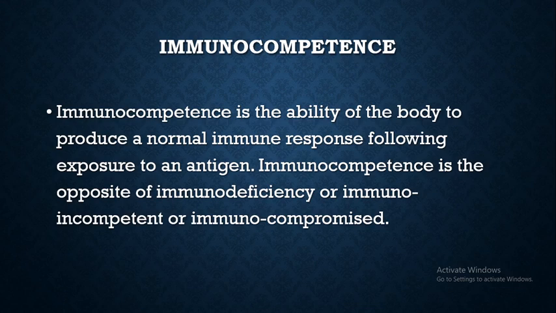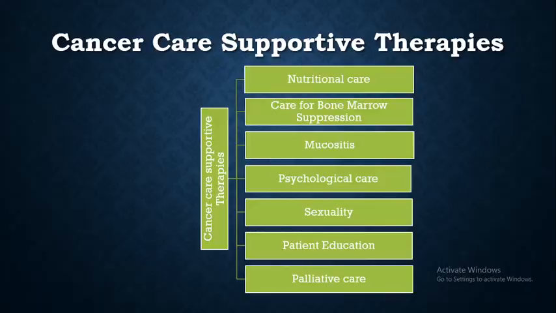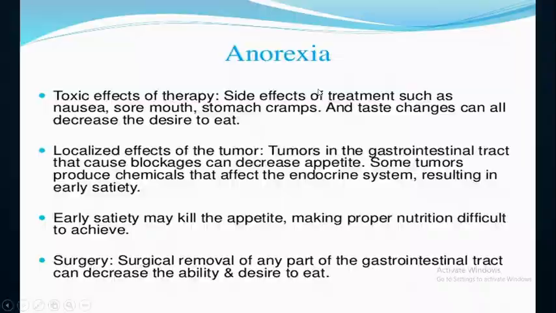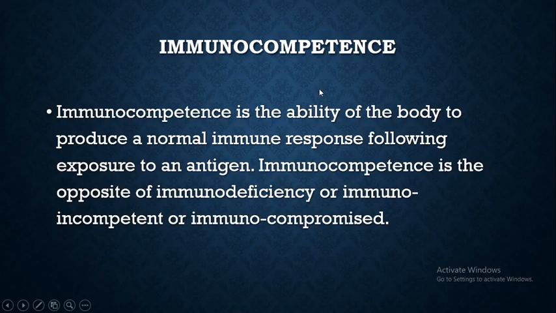Then the second supportive therapy we needed, which we mentioned at the very beginning: nutritional care, then bone marrow suppression, mucositis, psychological care, like that. We have to check for immunocompetence here. Immunocompetence is the ability of the body to produce a normal immune response following exposure to an antigen. Immunocompetence is the opposite of immunodeficiency, or being immunocompromised. The body should be able to produce a normal immune response following an exposure to an antigen, right?